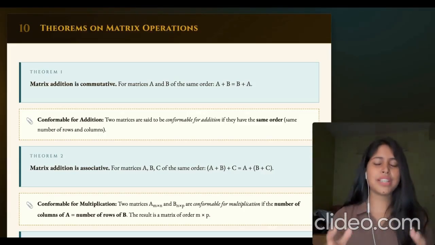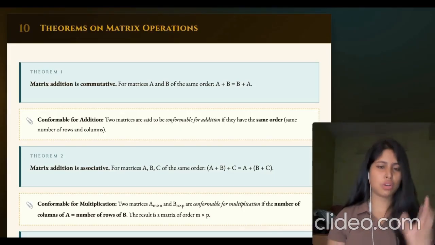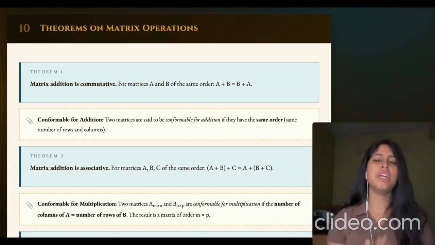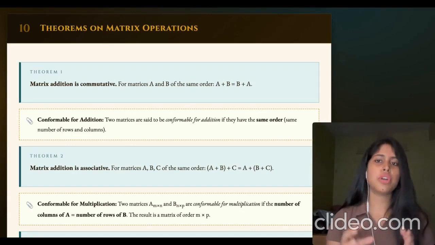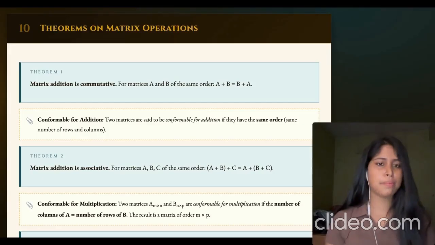Addition is commutative means that A plus B is equal to B plus A. But multiplication is not commutative, which means that AB is not equal to BA in matrices. Now note that two matrices are conformable for addition only if they have the same order. This is important to note.